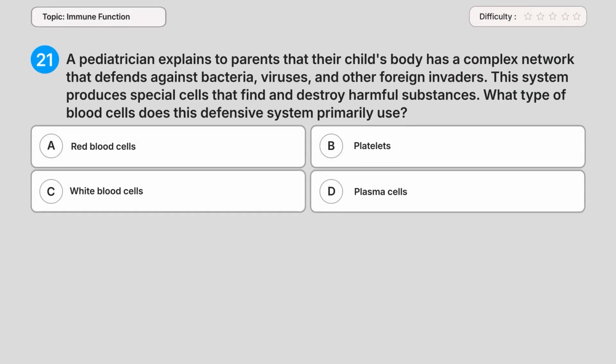21. A pediatrician explains to parents that their child's body has a complex network that defends against bacteria, viruses, and other foreign invaders. This system produces special cells that find and destroy harmful substances. What type of blood cells does this defensive system primarily use? A. Red blood cells. B. Platelets. C. White blood cells. D. Plasma cells. Do you know the answer?